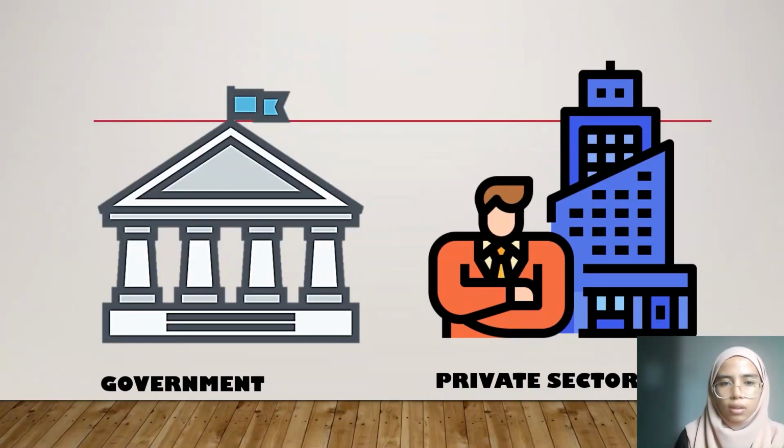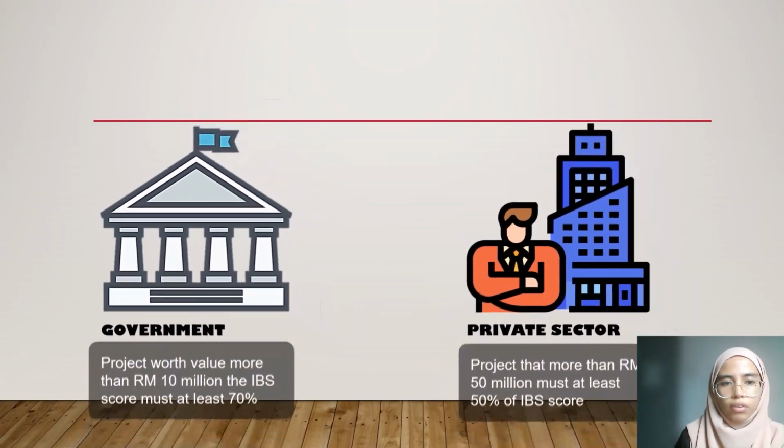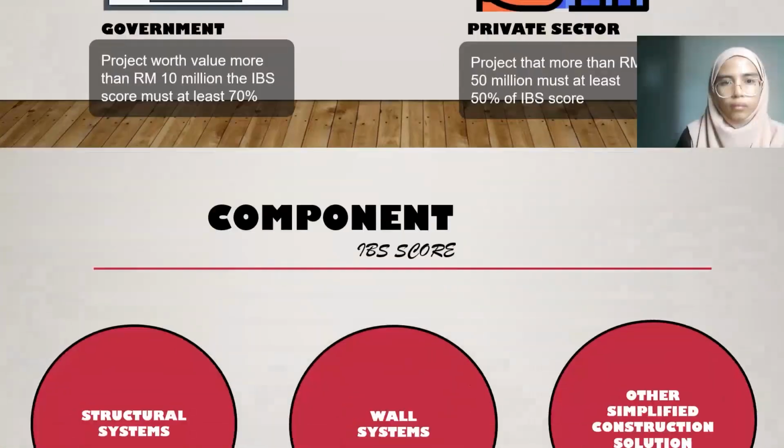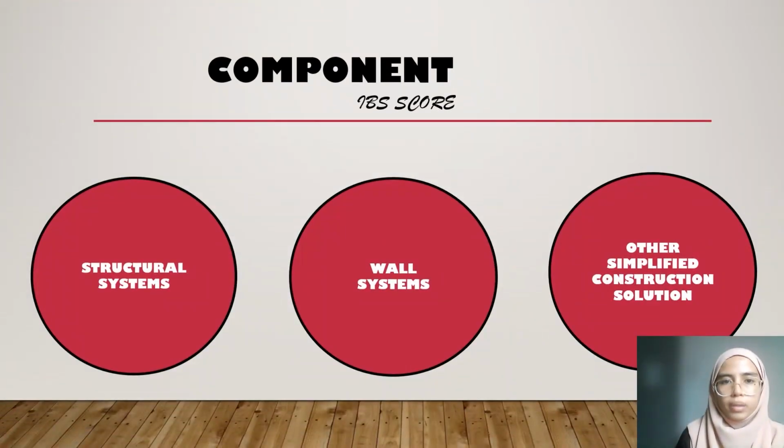The IBS score is applied differently in the government and private sectors. For government projects worth more than 10 million, the IBS score must be at least 70%, while private sector projects of more than 50 million must have at least 50% IBS score. There are three components in the IBS score: structural system, wall system, and other simplified construction solutions.